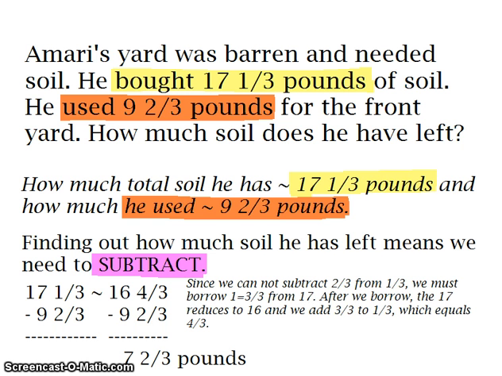That will reduce the 17 to 16. And that 1 we borrowed, we're going to change it into a fraction, 3/3. So 3/3 plus 1/3 is equal to 4/3. So our new mixed fraction is 16 4/3 minus 9 2/3. We can subtract 2/3 from 4/3, and that will leave us with 2/3.